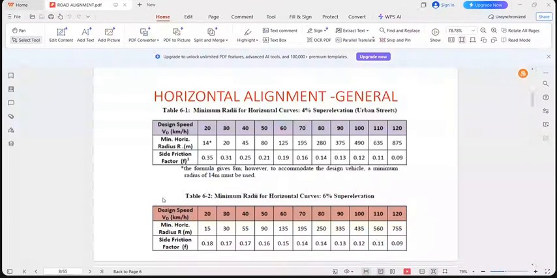The radius of the curve depends on the design speed: the smaller the design speed, the smaller the horizontal radius of the curve, the minimum radius of the curve we have.